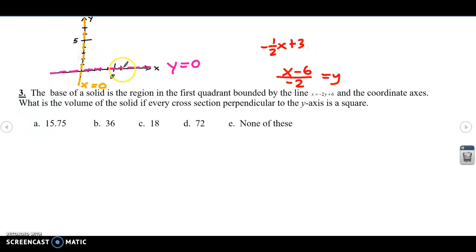Or you can think of it from the perspective of the x equals. So you know that this would mean that I have an x-intercept of 6 and a slope of negative 2y, which is kind of interesting to think about. But here's what it would look like. I have negative 1/2 as my slope. So it's going to intersect right there. And so I have this triangle. And so my area that's acting as the base of this is right in this triangle here that I'm drawing in sort of that indigo color. And I want every cross-section perpendicular to the y-axis to be a square.